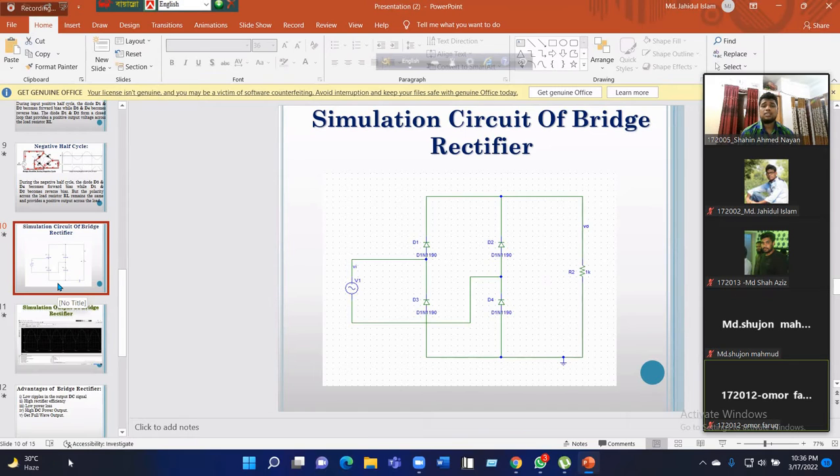When we supply the positive half cycle, then at this time D1 and D4 are forward bias and D2 and D3 are reverse bias.